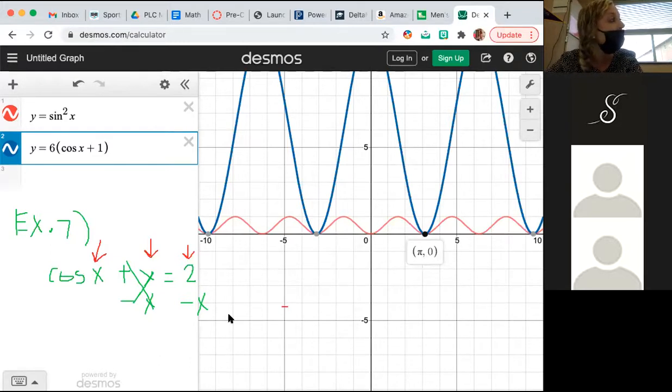So anytime you get one that won't factor, or it's not on your unit circle, what should you go do? Go put it in Desmos. So there is one on your test that says solve using technology, because you can't find it on your unit circle. So everybody watch how we're going to solve this one more time.